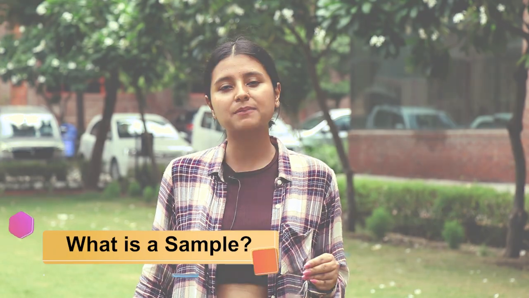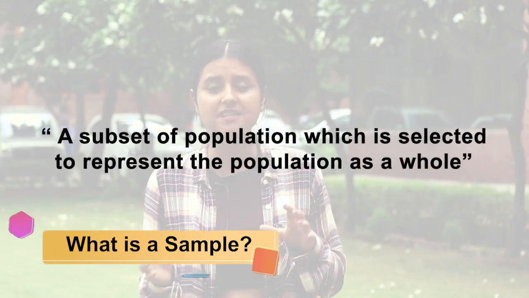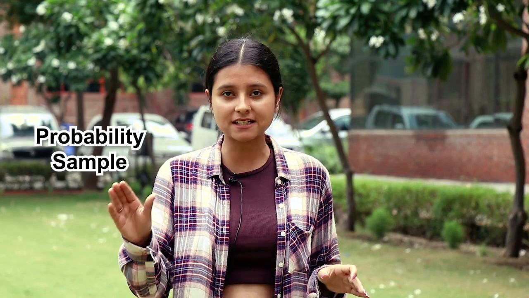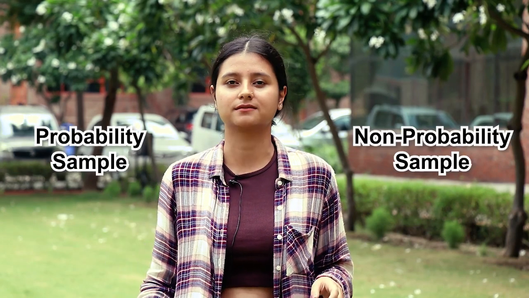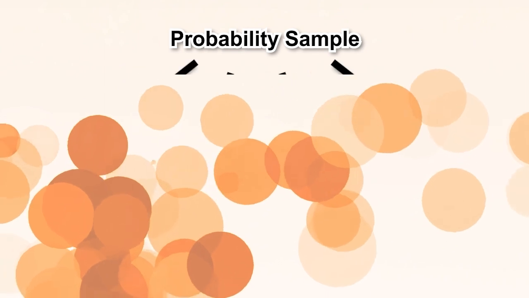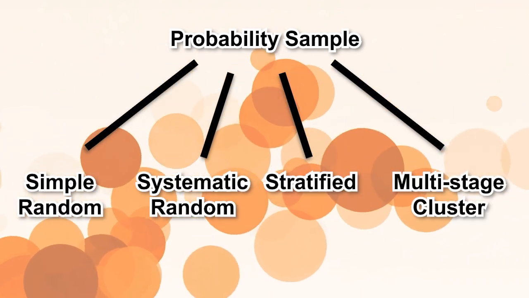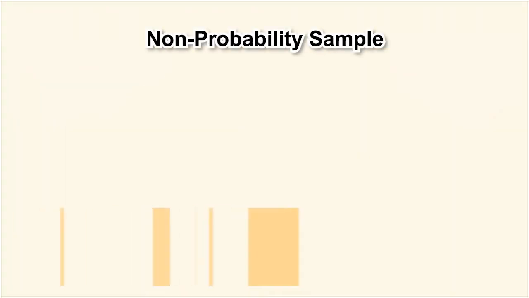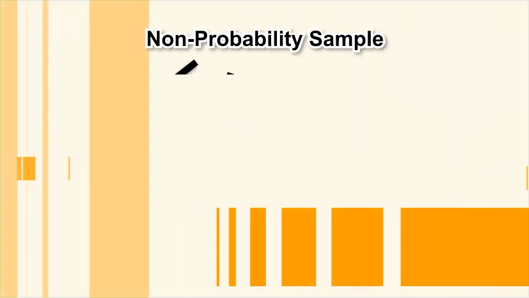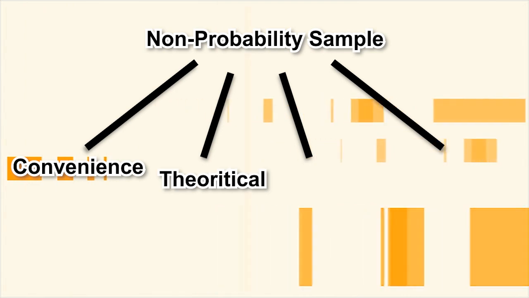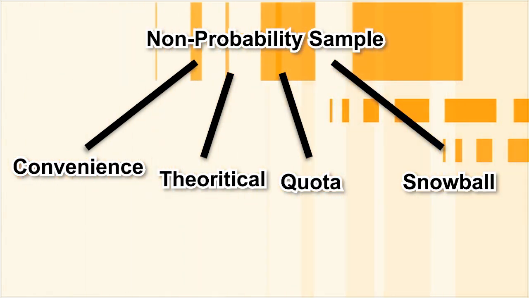Before moving towards the types of sample, first we'll try to understand what a sample is. A sample is basically a subset of population which is selected to represent the population as a whole. It is basically of two types, which is probability sample and non-probability sample. Probability sample is of four types, which is simple random, systematic random, stratified and multi-stage cluster. Then comes the non-probability sampling, which is of four types: convenience, theoretical, quota and snowball.